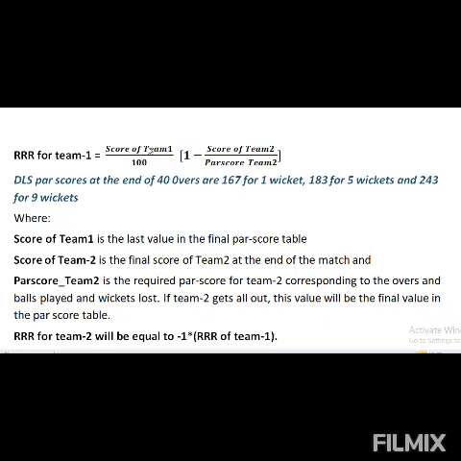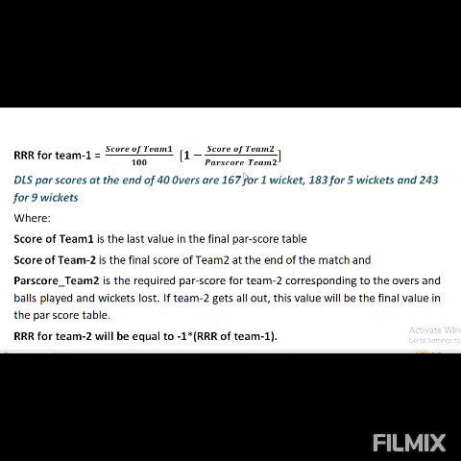So here the value will be 250 divided by 100 into 1 minus score of team 2. So team 2 has scored 251, so you have to put 251 here, and this value is the one which we have to take from the par score table. If team 2 has won that match by losing 1 wicket only, you have to use this value 167 here.